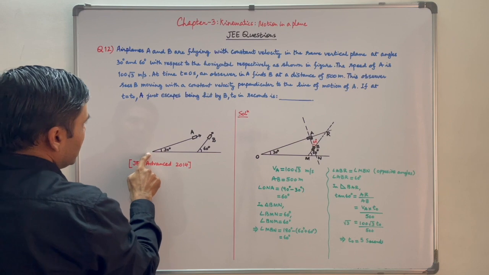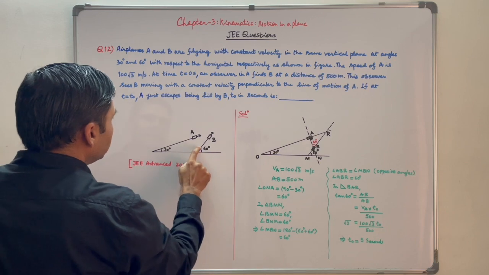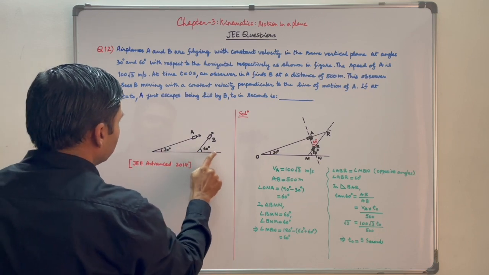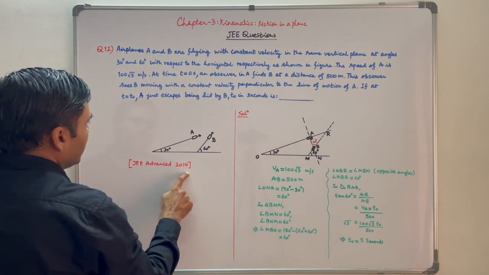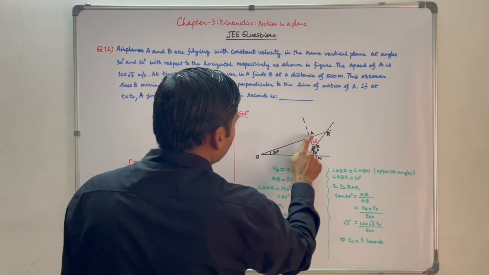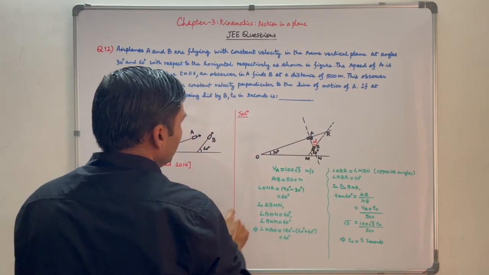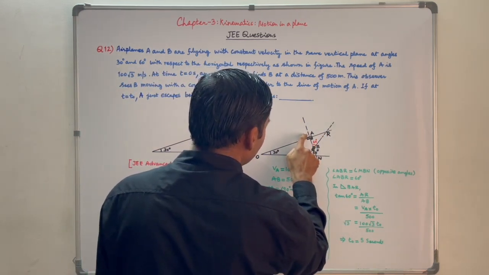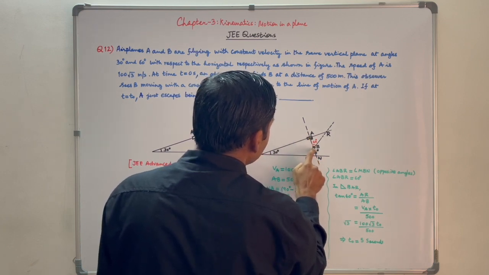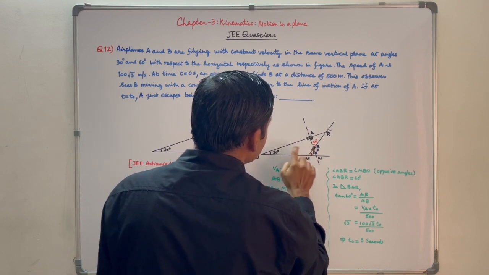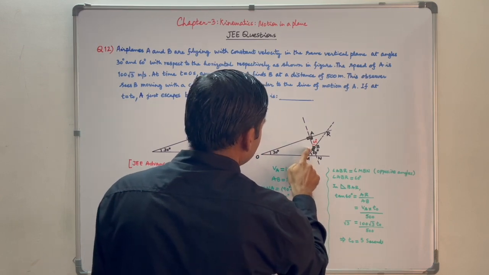This is the figure given, where A and B are two aeroplanes flying at an angle 30 degree and 60 degree respectively with horizontal. This question appeared in JEE Advanced 2014. As per this given figure, line of A is OAR and line of B is MBR. Now at t equal to 0, observer in A sees B at a distance of 500 meters and at a line which is perpendicular to the line of A. So AB is given as 500 meters.